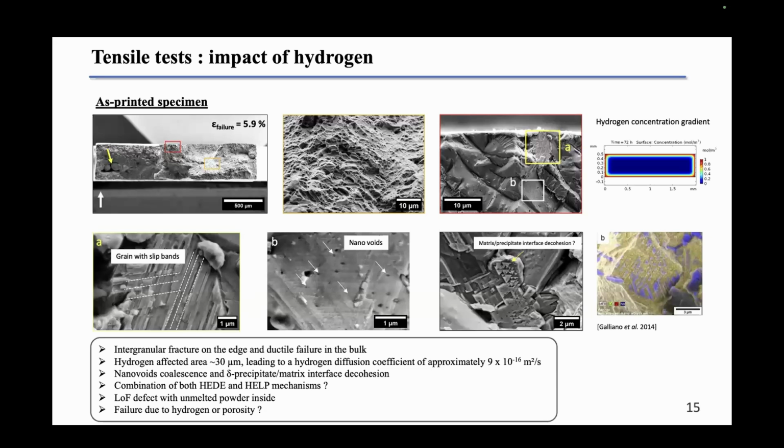And we can see on the edges of the sample brittle intergranular failure with a thickness depending on the diffusion coefficient. So if we measure the penetration depth of hydrogen, we can estimate the diffusion coefficient, which was about 9 × 10^-16 square meters per second. Also, we observe some grains with slip bands and void coalescence and decohesion between matrix and precipitates.